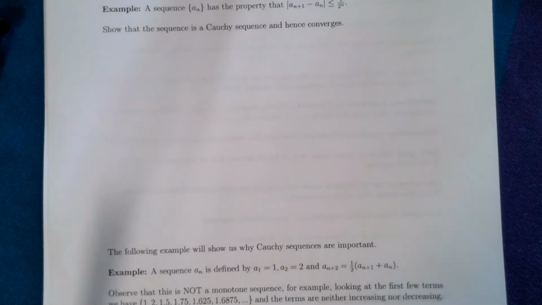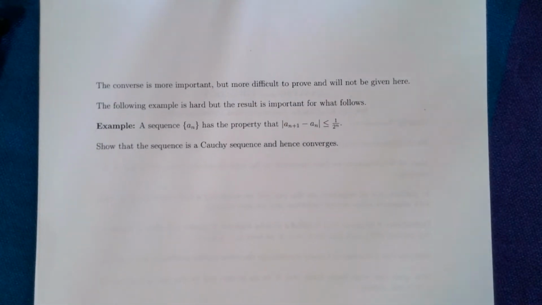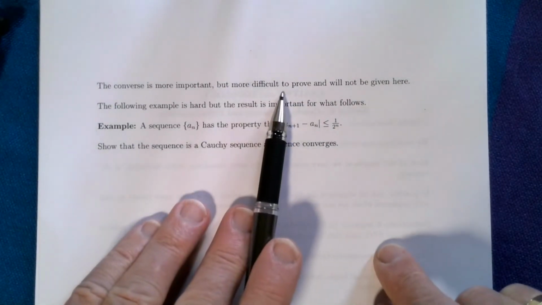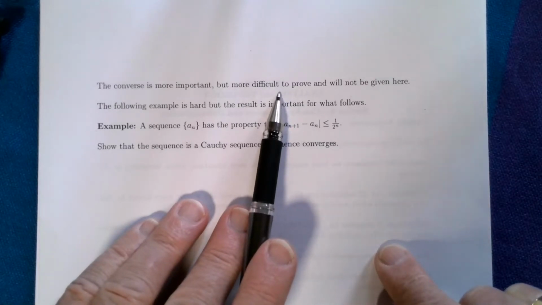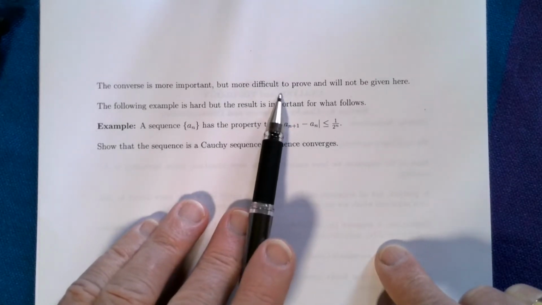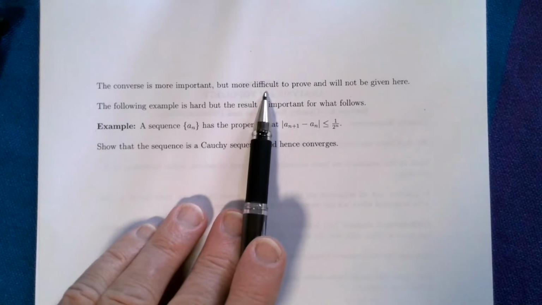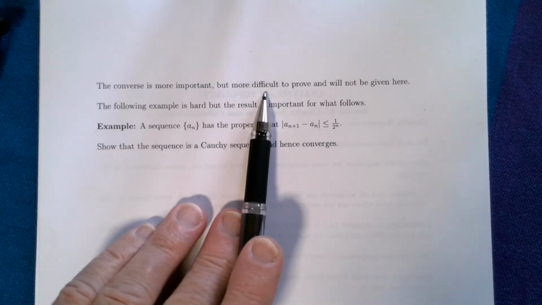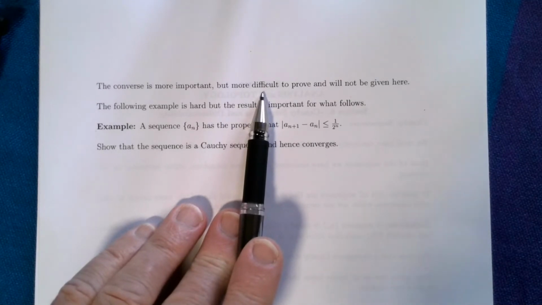The converse, which is more important, but it's much more difficult to prove, and I'm not going to go through the proof of that here. Again, it relies on properties of the real numbers, so I'm not going to go through that, but that's the converse of this. So this theorem is very important. It says a sequence converges if and only if it's a Cauchy sequence.